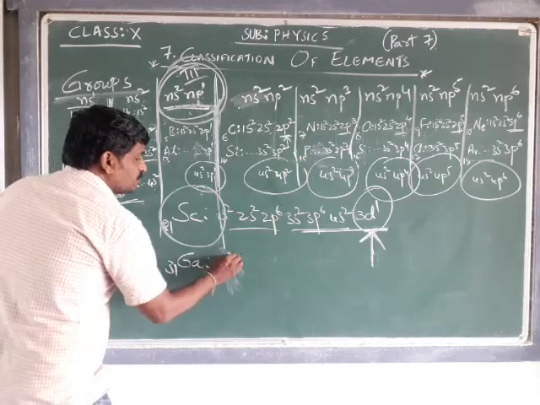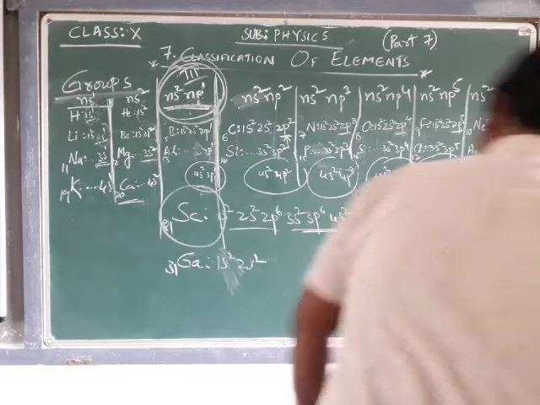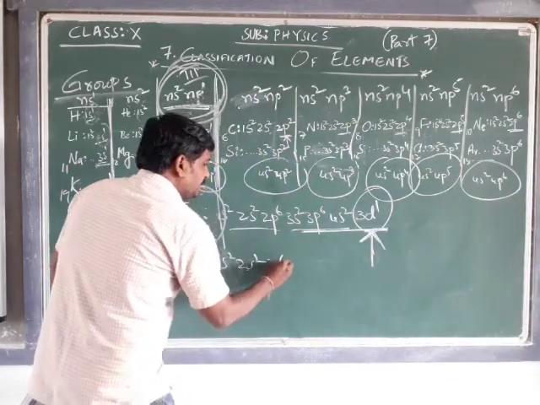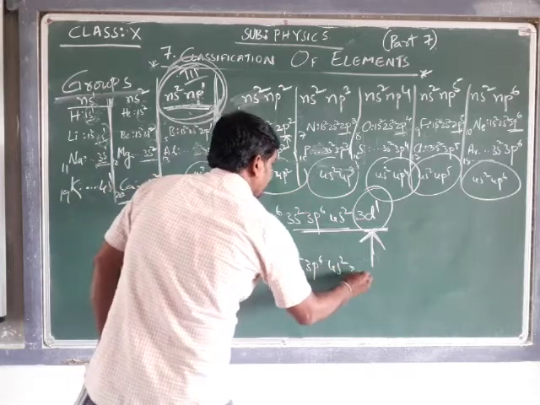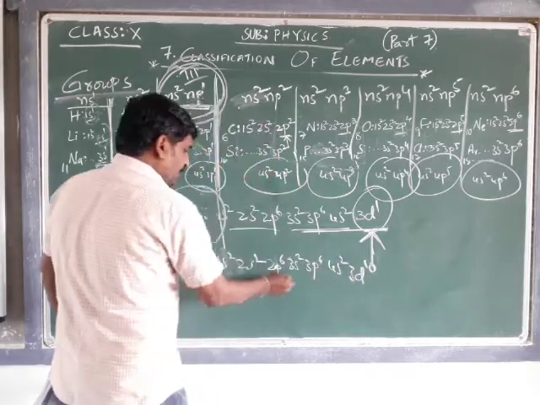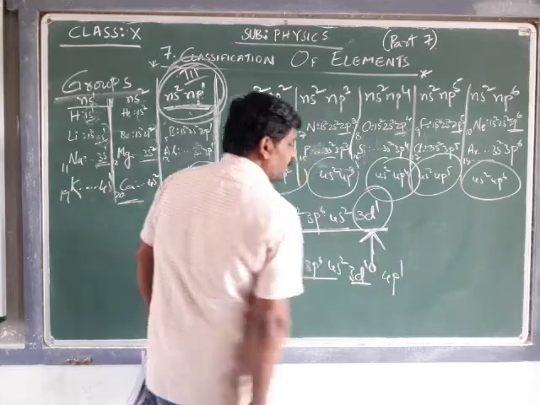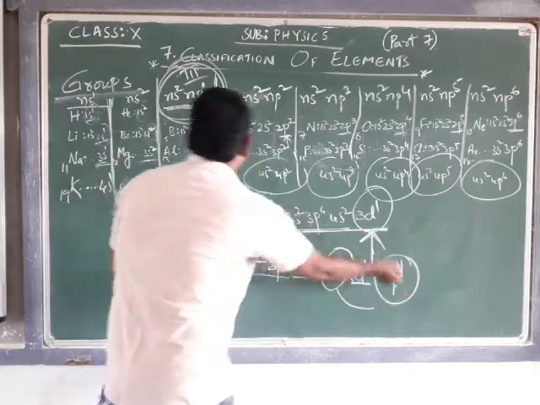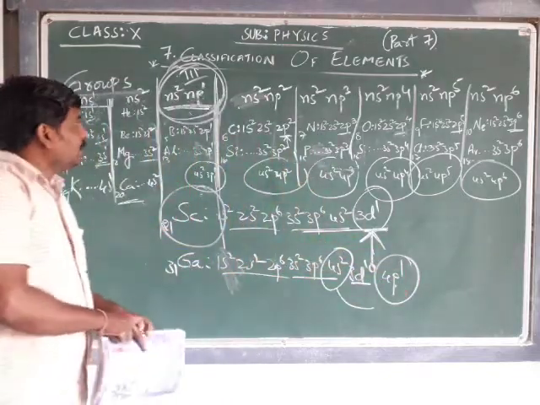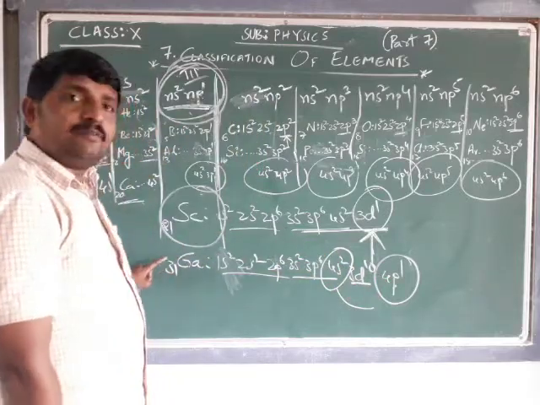Configuration, if I write 1s2, 2s2, 2p6, 3s2, 3p6, 4s2, 3d10 (up to here, 10, 20, 30, 3d10) and 4p1. Okay, so it follows the formula ns2 np1, here 4p1. 4p1 will come, and that is gallium's configuration, which is going to match with the third group.